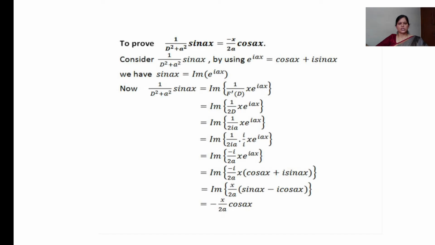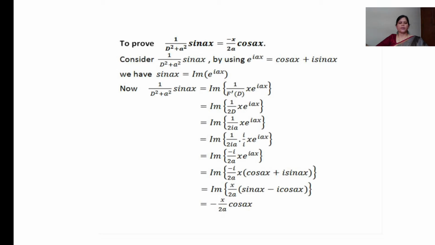Now again same procedure, f dash of d is 2d, in denominator we are substituting. Then we have e to the power iax form here, that's why replace d by ia. So here d value is ia, that's why the denominator is 2ia into x into e to the power iax we are getting. So again multiply and divide by i, we get in the next step imaginary part of minus i by 2a into x into e to the power iax.